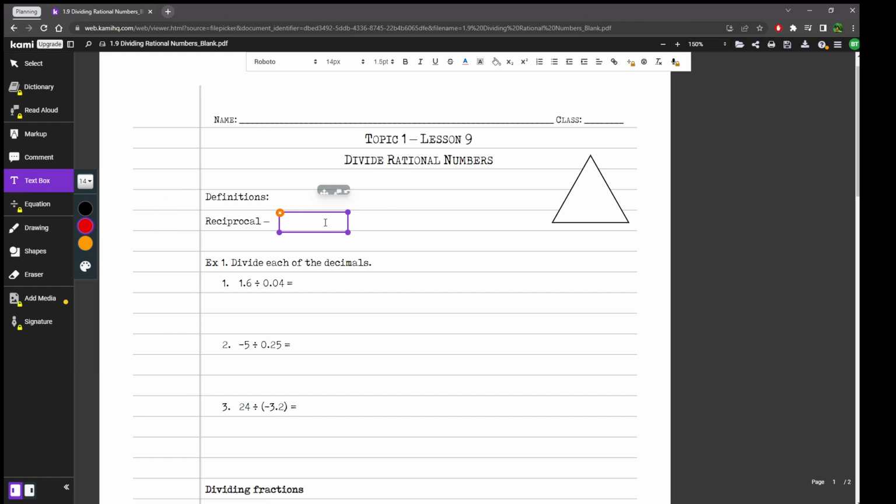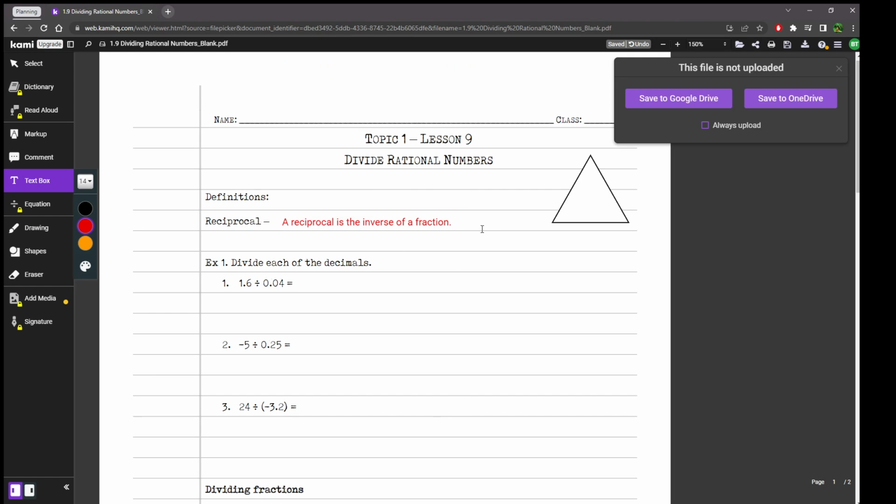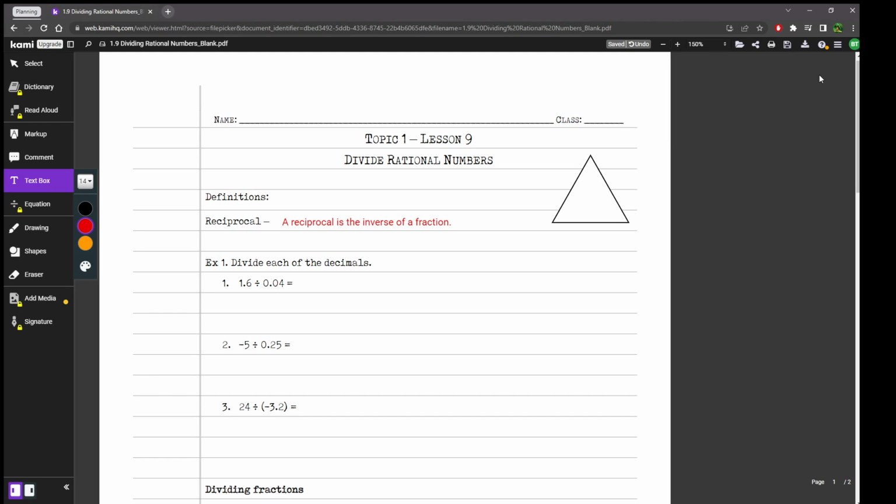And let's talk about our definition for this set of notes, which is reciprocal. A reciprocal is the inverse of a fraction. That is simply it. The inverse of a fraction. And we're going to talk about that in the second half. This is very important when we're talking about dividing fractions. The reciprocal is the inverse of a fraction.